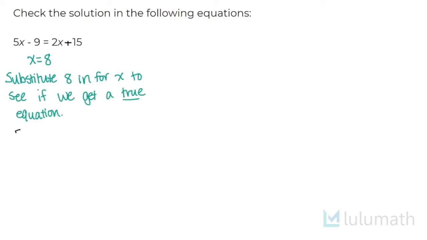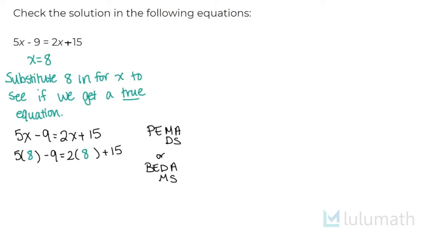So I will start by rewriting my equation. So 5x minus 9 equals 2x plus 15. And every time I see an x, I'm going to replace it with 8. And now I'm going to follow order of operations to help me evaluate each side. Depending on your region, you might use PEMDAS or you might use BEDMAS.